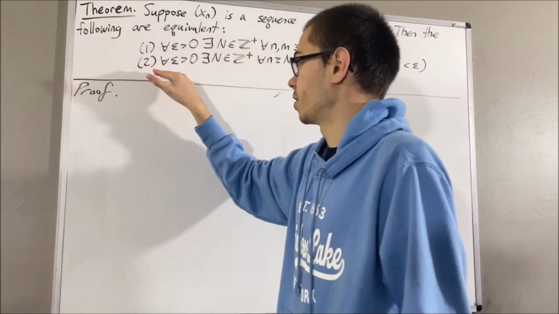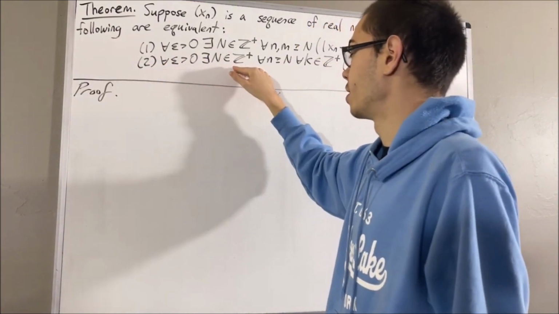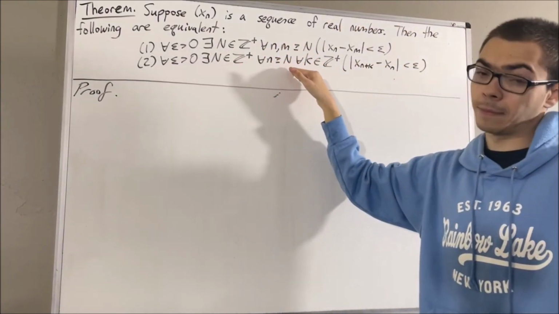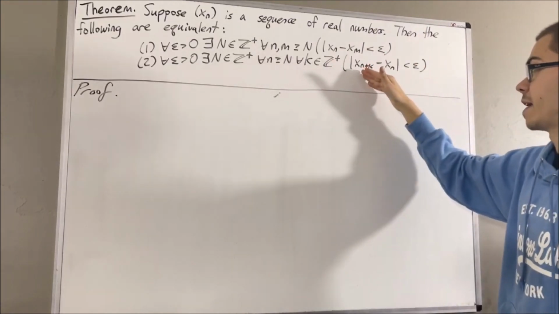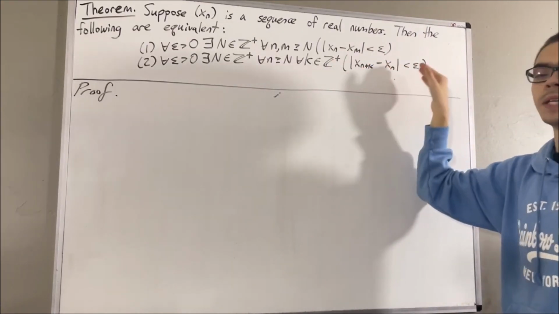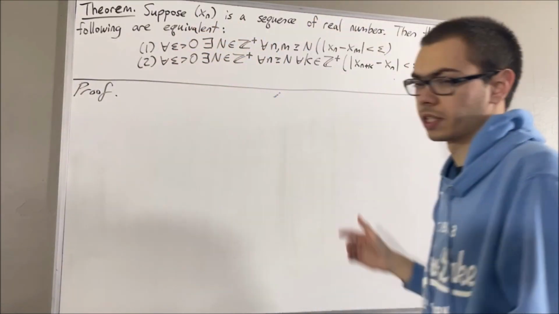The second definition tells us for every epsilon greater than 0, there exists a positive integer capital N, such that for all n greater than or equal to capital N, and for all positive integers k, the absolute value of xn plus k minus xn is less than epsilon. So we're going to prove that these two statements are equivalent.